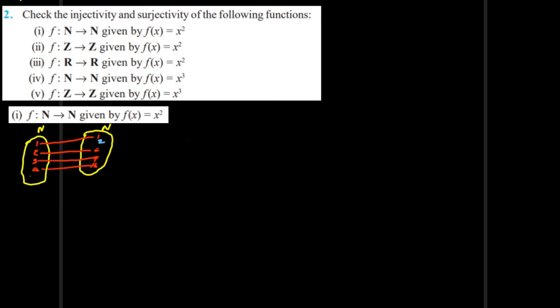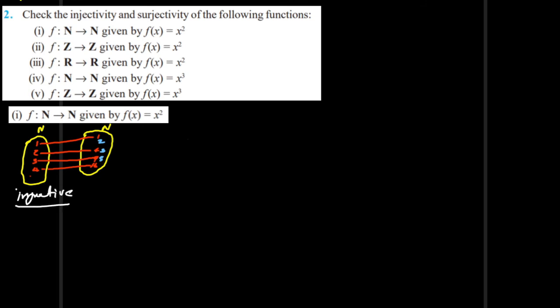Then you take the 3, no pre-image. Okay, 4 has a pre-image 2. Then if you take the 5, it has no pre-image in N. So this is not onto, that means not surjective. So how do you check this? Injective?